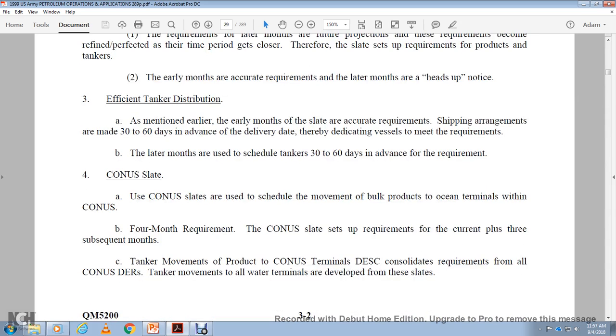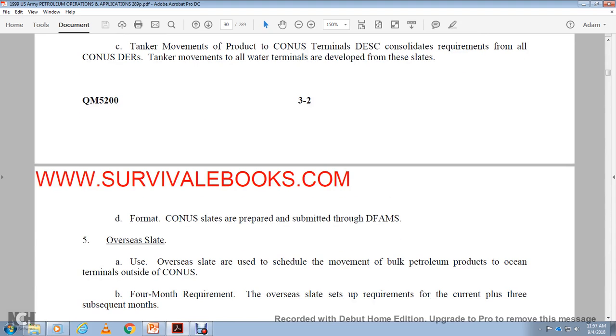CONUS slate. The CONUS slate is used to schedule the movement of bulk product for the ocean terminals within the CONUS. Four monthly requirements: the CONUS slate sets up the requirements for the current plus three subsequent months. Tanker movements of the product to CONUS terminals by DESC are developed from the requirements of all the CONUS DERs. Tanker movements of all the water terminals are developed from these slates. Format: CONUS slates are prepared and submitted through the DFAMS.